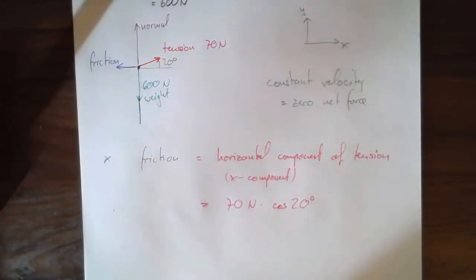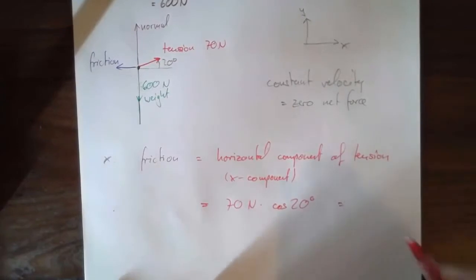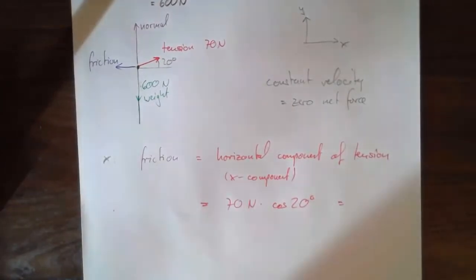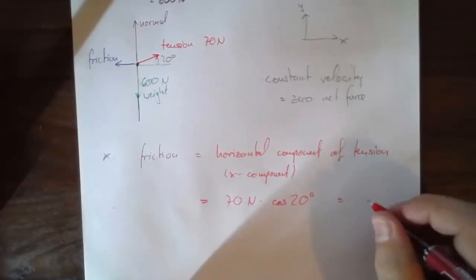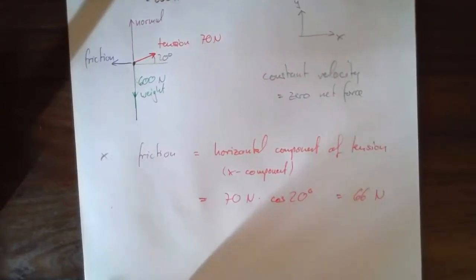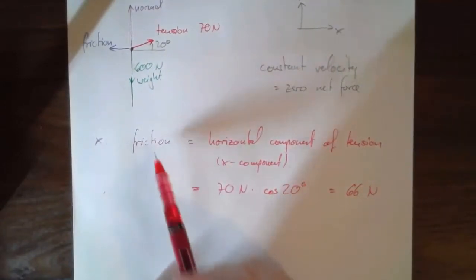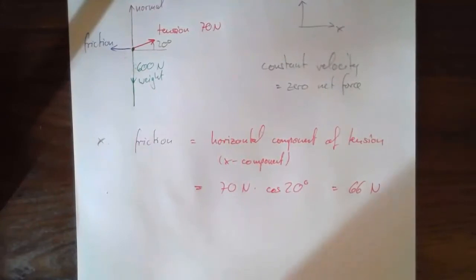What is this? Well, we can figure this out. It's just plugging it in. Unless I am mistaken, this comes to 66 newtons thereabouts. So my friction is already done: 66 newtons.